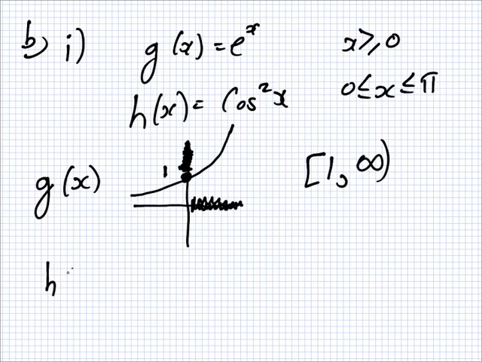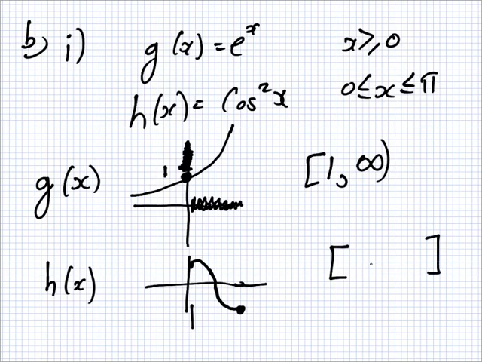And then for h(x), here's the graph for cos. And that's cos from 0 to pi. So what can you say about the range here? -1 to 1. Because it goes from up there to down there on the y-axis. Yeah?